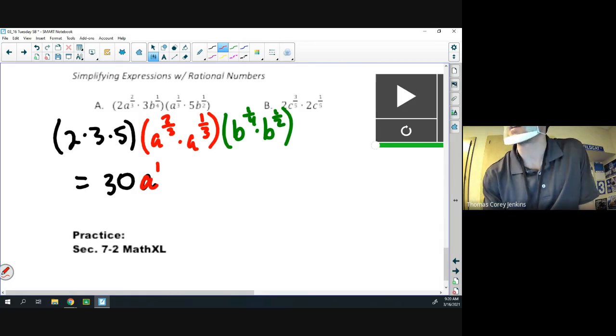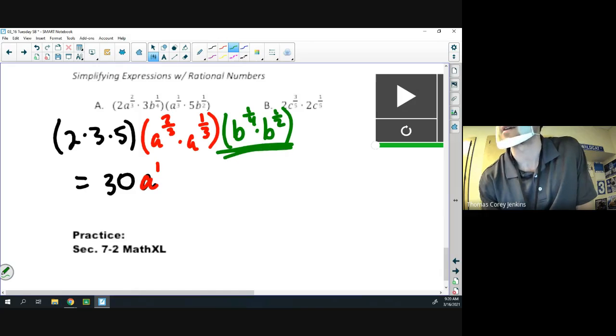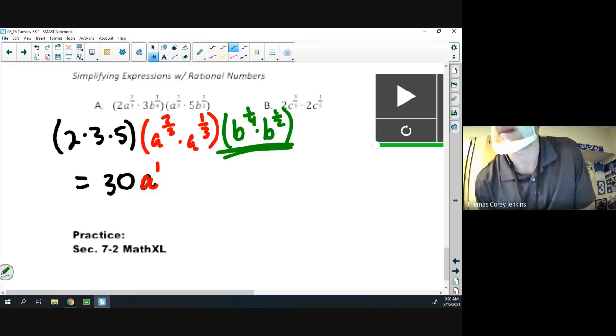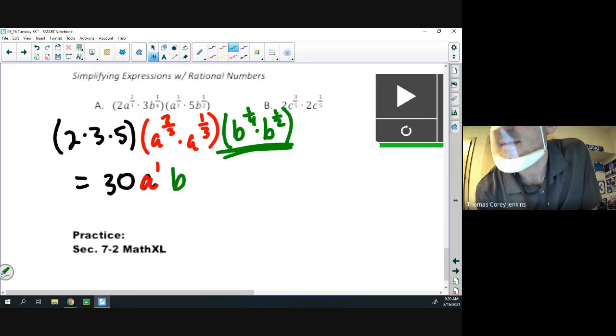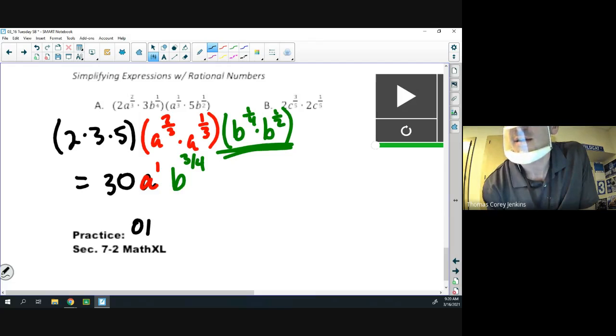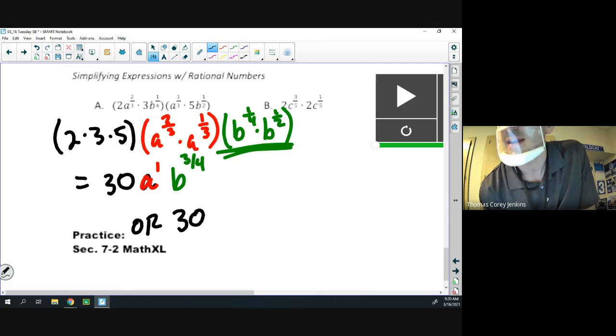Now, here's where your calculator is really going to save you some time. Without a calculator, I would need to get a common denominator to add those fractions. With my calculator, I can just type 1 ABC 4 plus 1 ABC 2. That tells me it's 3/4, so that gives me b to the 3/4. And that would be my final answer: 30a b to the 3/4.